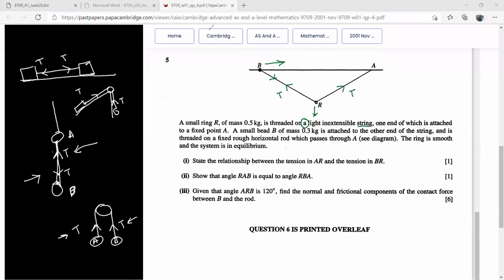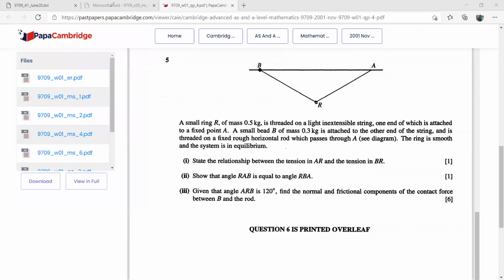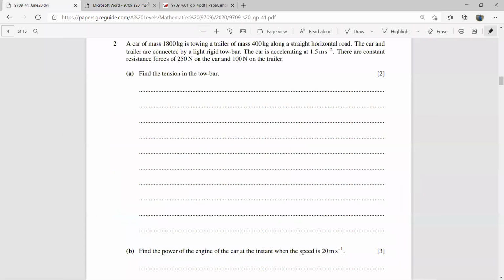I'll take you to the question that we have under discussion right now. Let me take you to this question here. A car of mass 1800 kg is towing a trailer of mass 400 kg along a horizontal road. So this is again the same situation. Suppose this is your horizontal road, this is your car and this is the trailer over here.